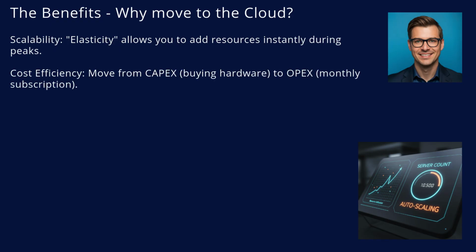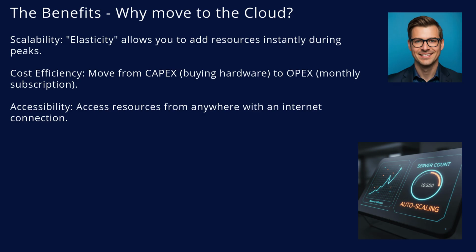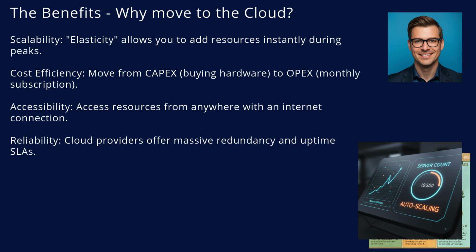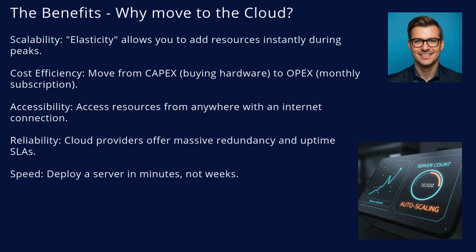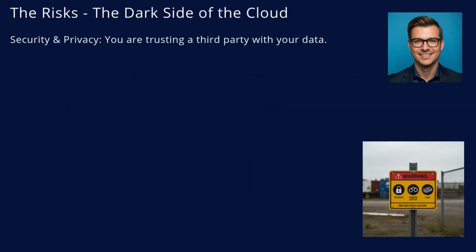Next is cost efficiency. You shift from capital expenditure, CAPEX, spending millions upfront on hardware, to operating expenditure, OPEX, a predictable monthly bill. Then there is reliability. Cloud providers have massive redundancy. If a hard drive fails in Amazon's data center, you will never even know. And finally, speed. As a network engineer, you can deploy a new virtual router in minutes, whereas shipping a physical one takes weeks. However, as a responsible engineer, you must also understand the risks.